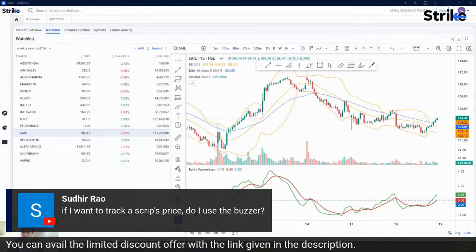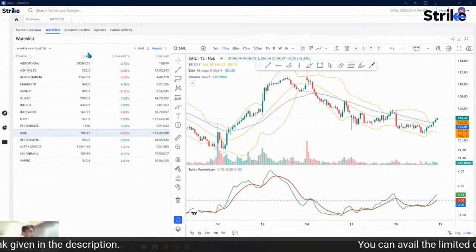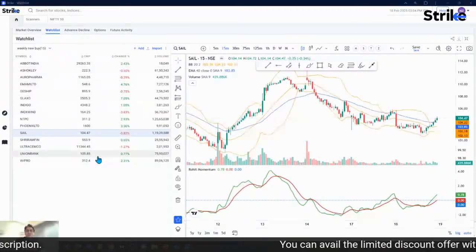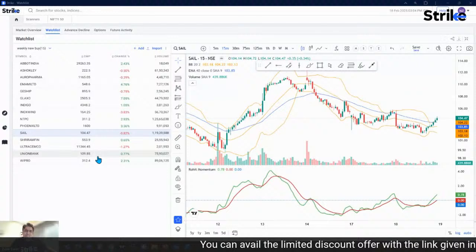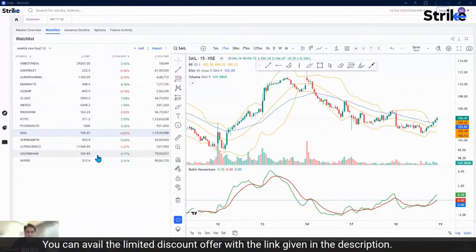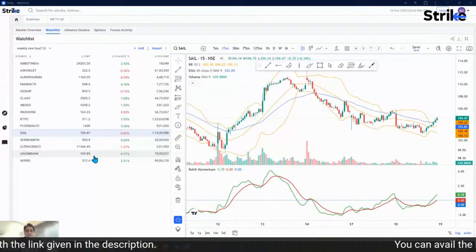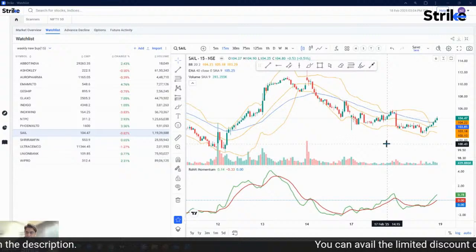Sudhir Rauji had asked, if I want to track a script's price, what do I use? So this way, Sudhir Rauji, you can keep tracking. This price over here is right now 5 minute delayed data, but very soon, maybe before March ends, we can convert this into 1 minute delayed data. All right.